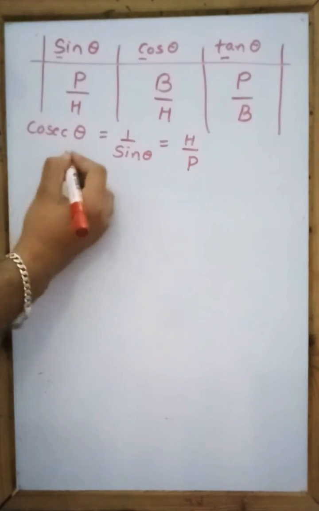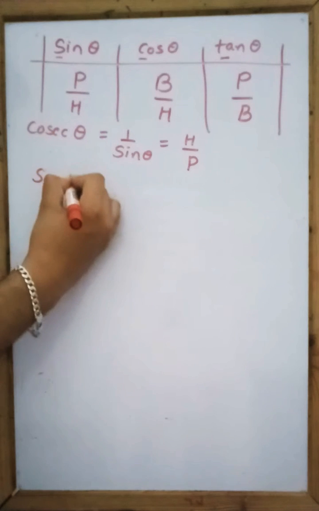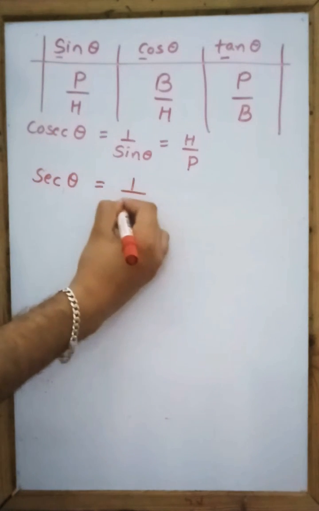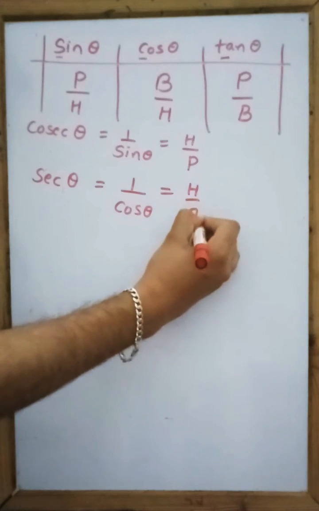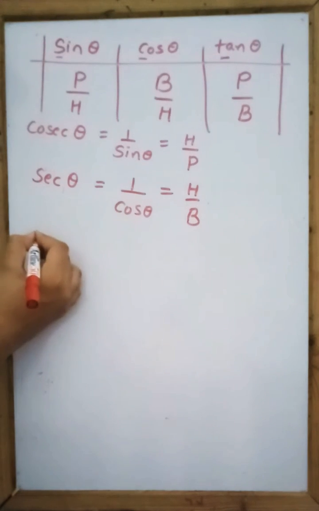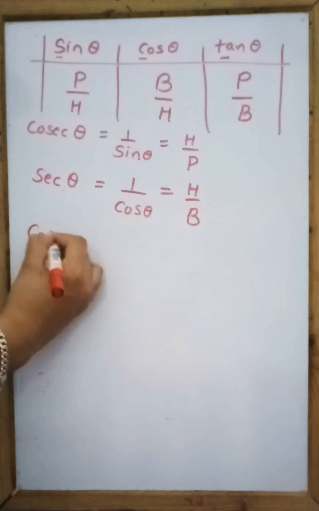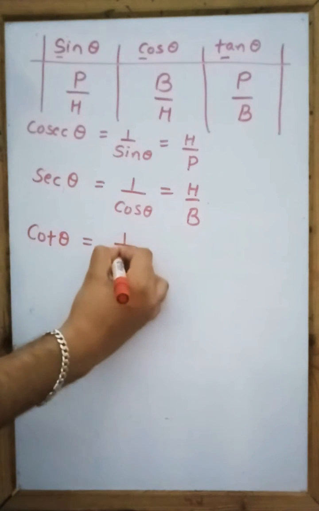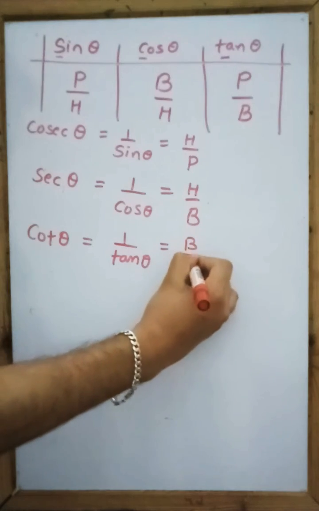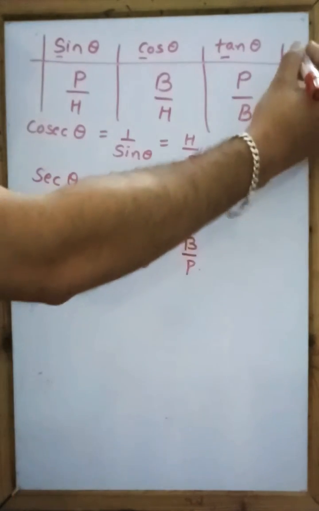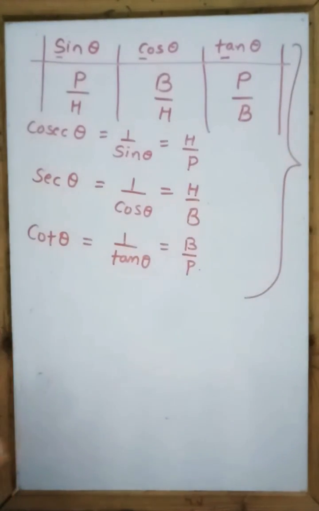Now the reciprocal of cos theta is secant theta, or what you call sec theta, which is 1 by cos theta, and it will be equal to H by B. The reciprocal of tan is cotangent, in short known as cot theta, which is 1 by tan theta, having a formula B by P. So these are all the trigonometric ratios which you have to remember for solving trigonometric questions.